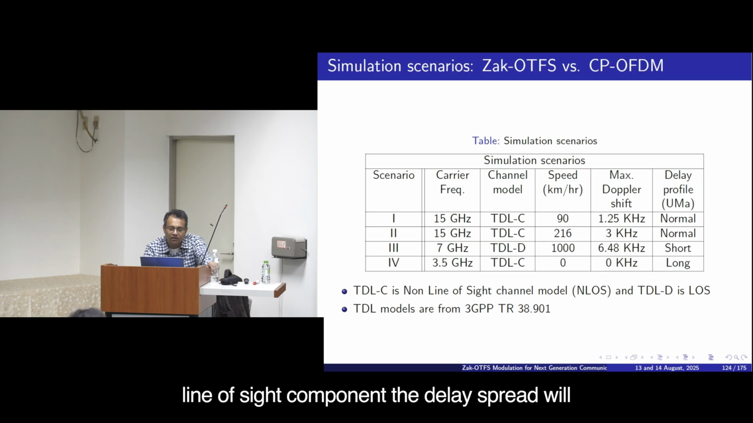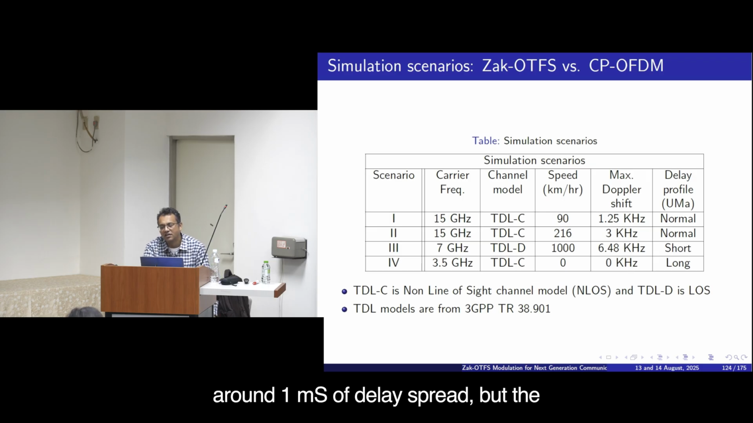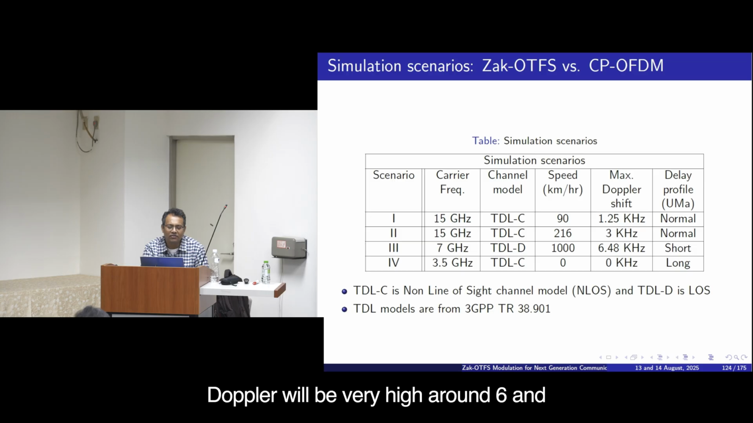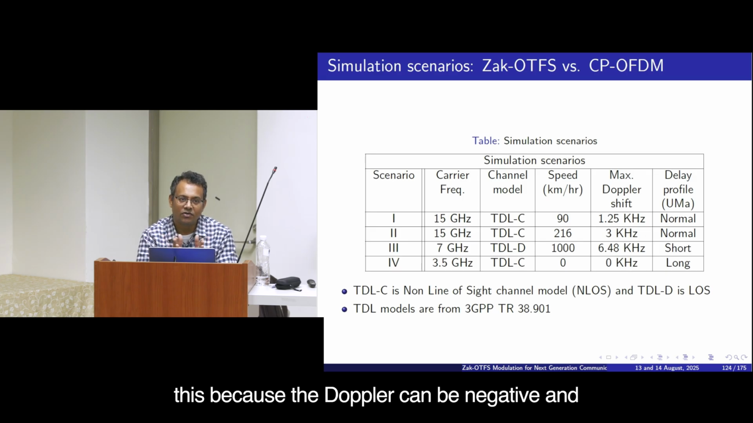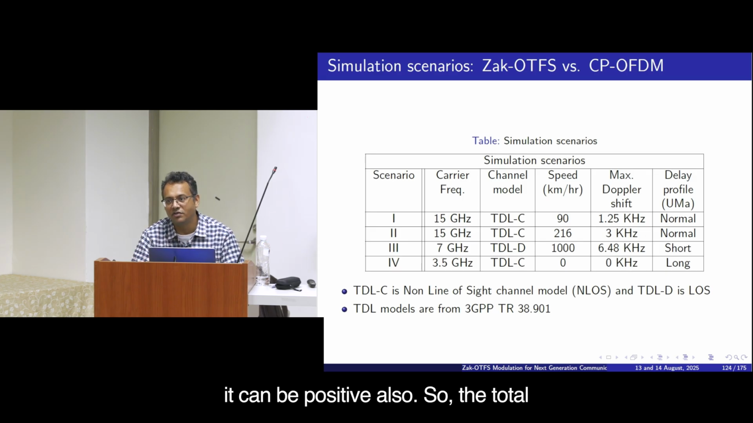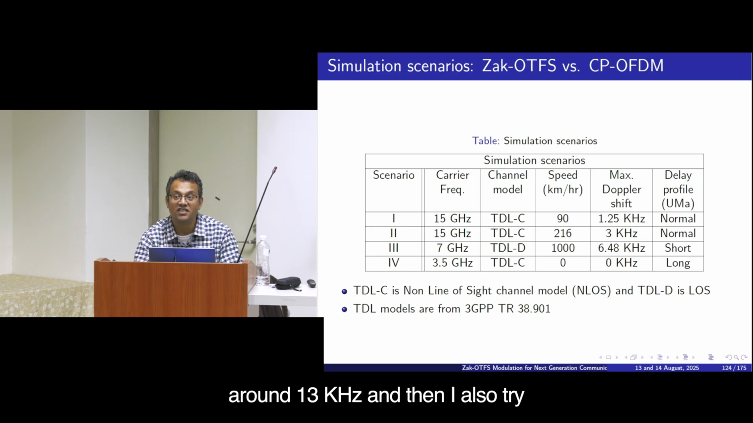So you have a strong line of sight component. The delay spread will not be that much if you have a line of sight, so it's short, around 1 microsecond of delay spread, but the Doppler will be very high, around 6.5 kilohertz. This is the maximum Doppler shift. The Doppler spread will be double of this, because the Doppler can be negative and it can be positive also. So the total Doppler spread in this case will be somewhere around 13 kilohertz.